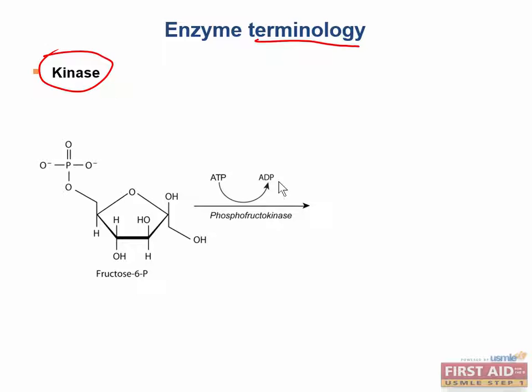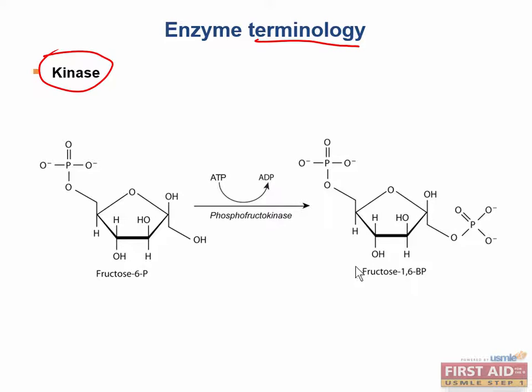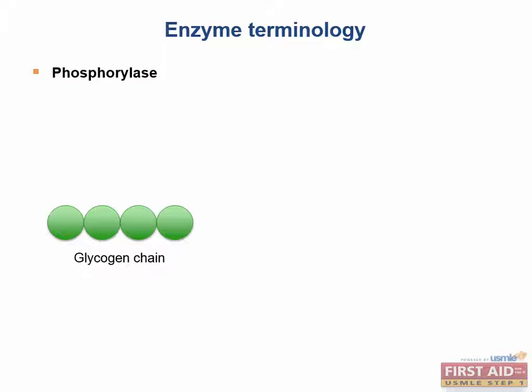Phosphofructokinase is going to phosphorylate, or add another phosphate group, to our fructose 6-phosphate molecule in glycolysis. This is going to create a molecule of fructose 1,6-bisphosphate. Notice how the phosphate group is going to be taken from our ATP molecule and thus moved onto our fructose 6-phosphate molecule. So kinases are simply going to remove a phosphate group from ATP and add it to a substrate. Now, what do you predict a phosphorylase enzyme does?